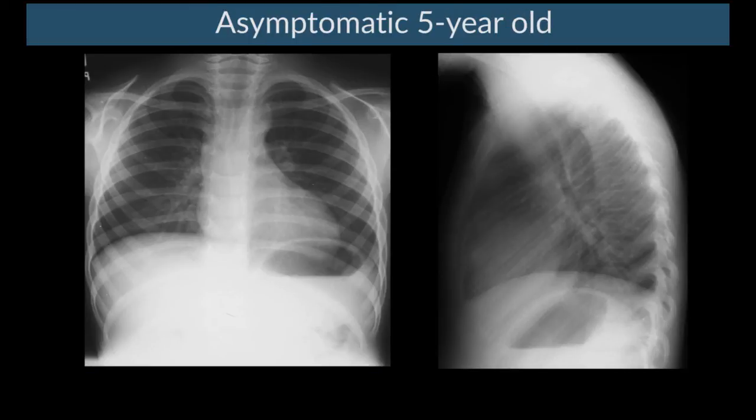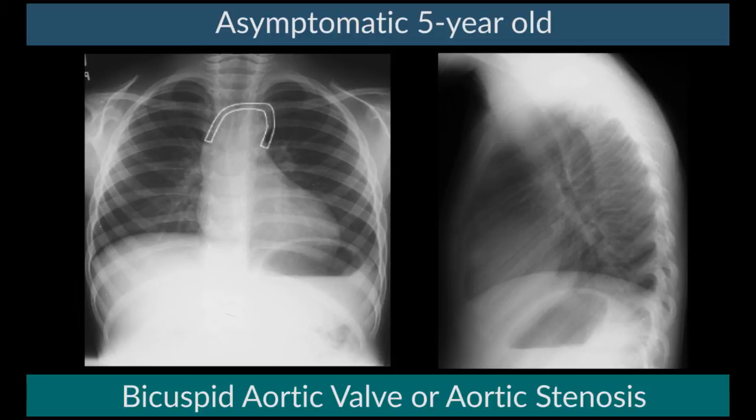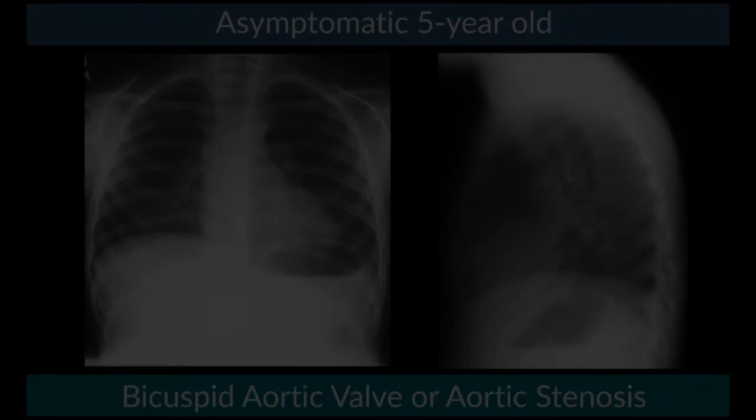Here we have an asymptomatic 5-year-old who presents to his pediatrician for a checkup, and his blood pressure in the upper extremities is high. Now, in a 50-year-old, the mild uncoiling of the ascending aorta would be a normal finding. However, in a 5-year-old, this is a highly abnormal finding that is seen with bicuspid aortic valve or aortic stenosis. This child had both, had a congenital aortic stenosis related to a bicuspid aortic valve.